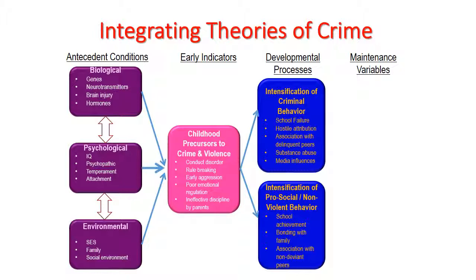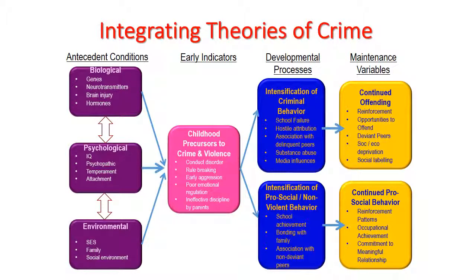On the other hand, children who achieve and do well in school, who have strong family bonds and associate with non-deviant peers are less likely to be involved in deviant or criminal behaviors and are more likely to exhibit pro-social or non-violent behaviors. We know that when criminal behavior is present, it is more likely to continue throughout the lifespan if these behaviors are consistently reinforced and there are many opportunities to offend.